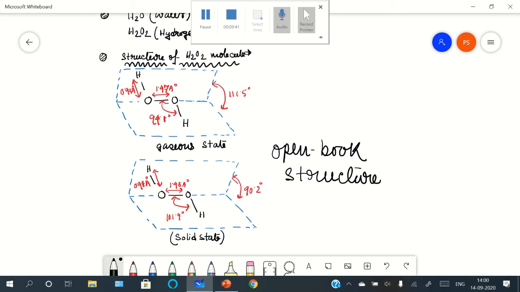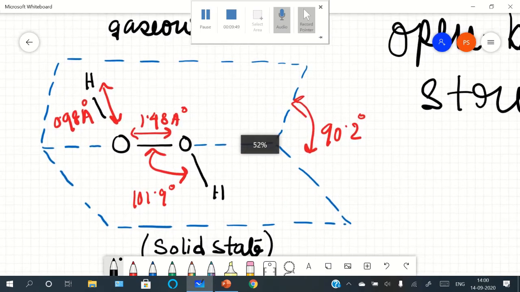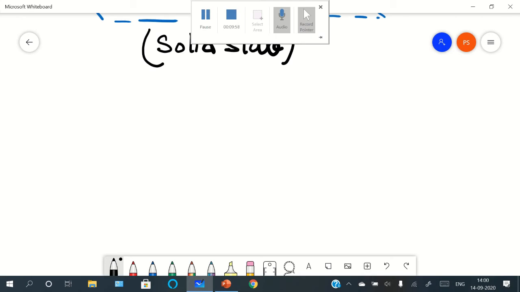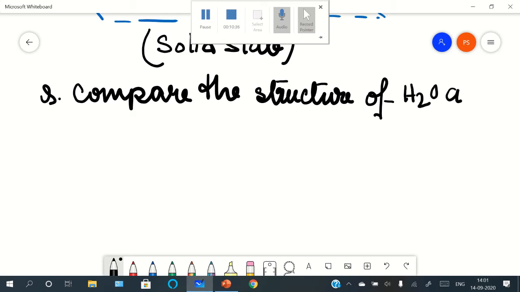And thus, the first question from this chapter is: compare the structures of H2O and H2O2 molecules.